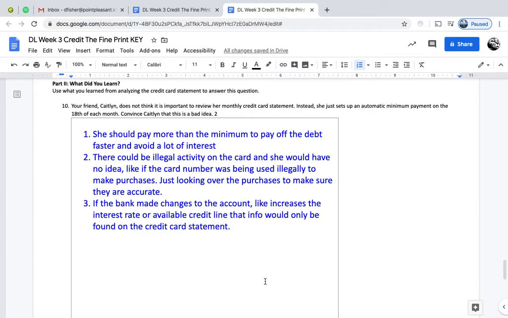It comes in the mail. They will let you go paperless, so you just go online. A lot of people are not doing it though. They set up the auto pay and they forget about it. So do yourself a favor every month. You go pay it, you pay it in full, but just double check. Look at the credit card statement on their website.